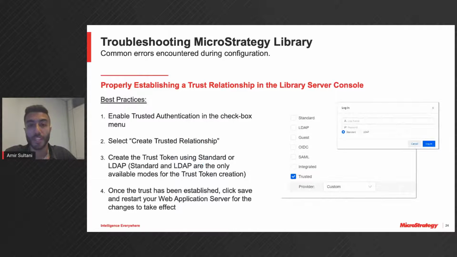Though the process has been simplified, we still recommend following these steps sequentially to create the trust token. First, enable trusted authentication in the checkbox menu. Next, select Create Trusted Relationship. From there, create trust token using standard or LDAP. Once the trust has been established, click Save and restart your web application server for the changes to take effect.